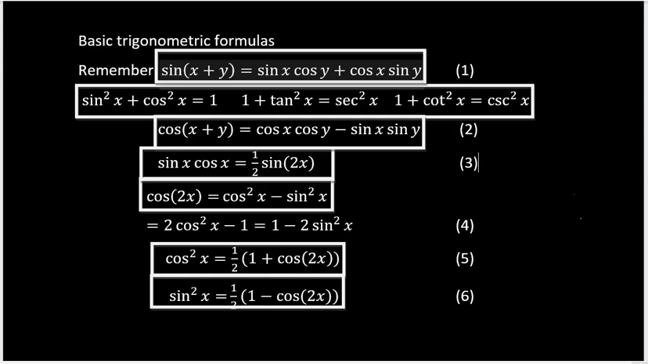And then if you divide this identity both sides by, say, cosine squared x, then you get sine squared over cosine squared is tan squared or tangent squared. And then cosine squared over cosine squared is 1. So this way you get 1 plus tan squared x, and then 1 over cosine squared is secant squared. And the same way, if you divide both sides of first identity by sine squared x, you get 1 plus cotangent squared equals cosecant squared.